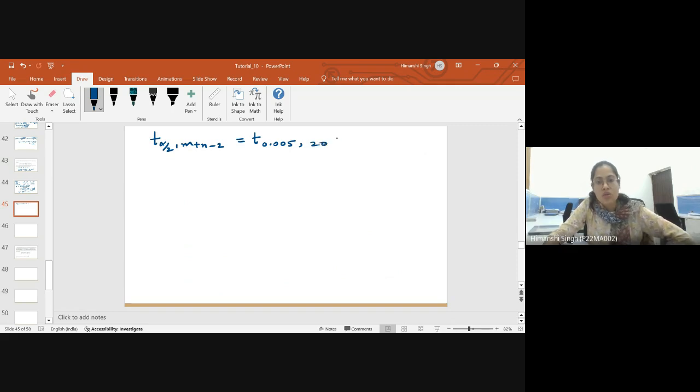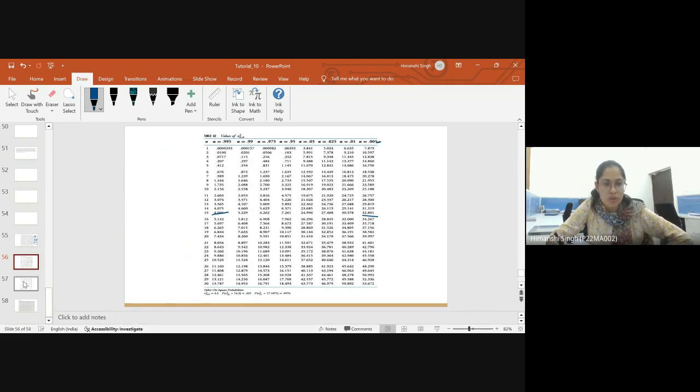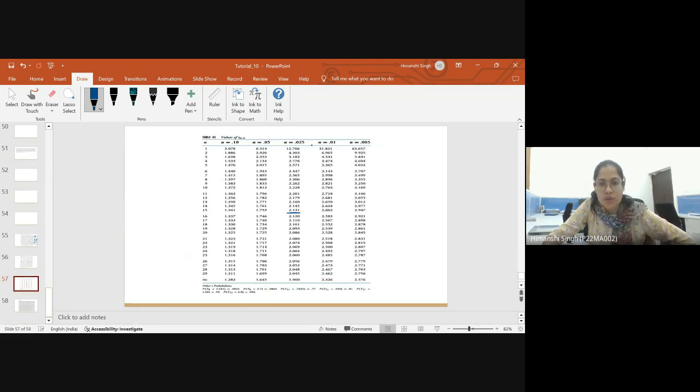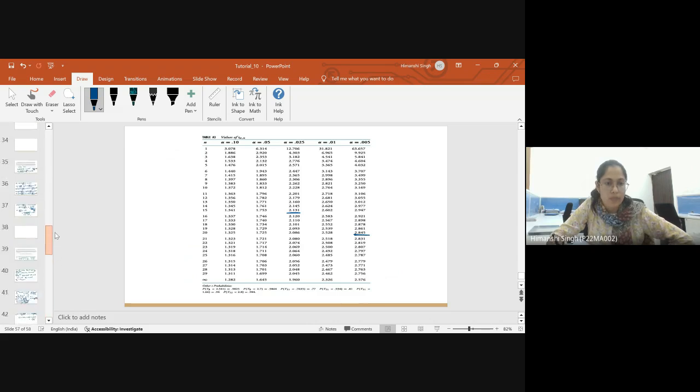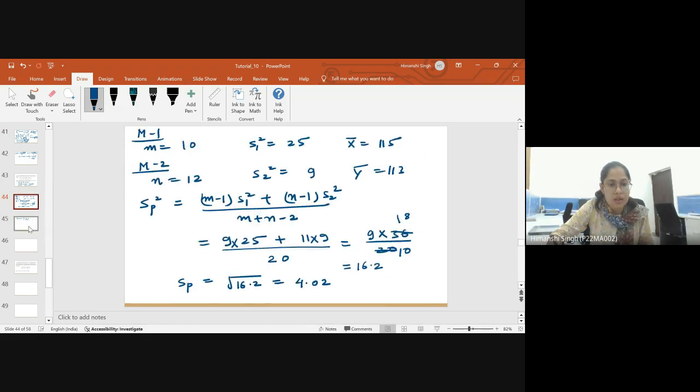Okay, so what will be the value of this? We'll see it from the table. So t 0.005, this is the alpha value, and the degrees of freedom is 20, so it will be 2.845. Now we have all the values with us. Now we'll write the confidence interval.